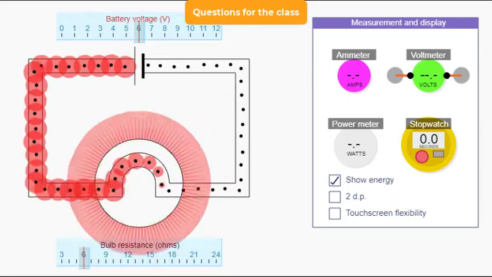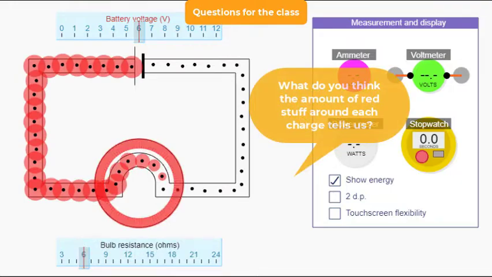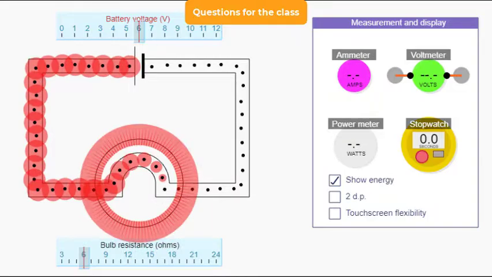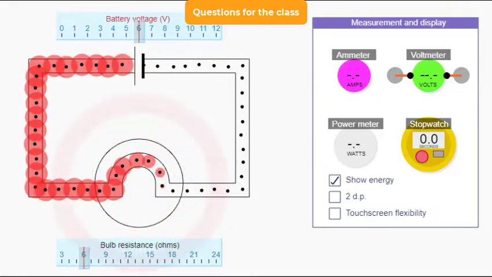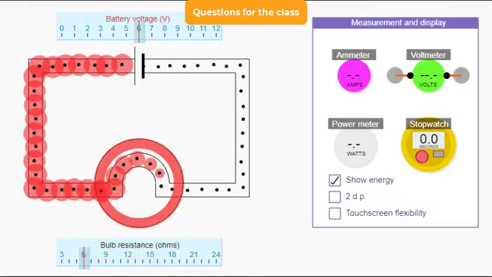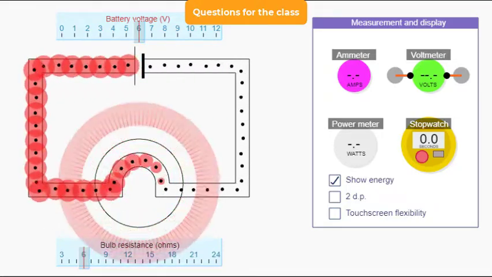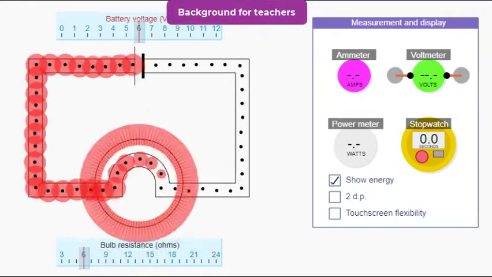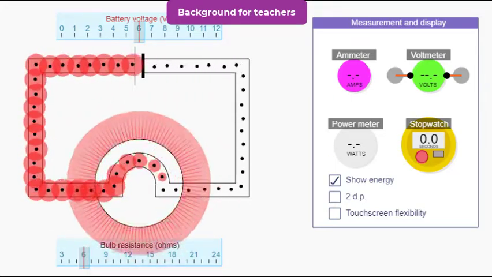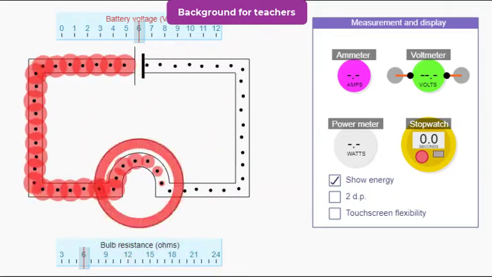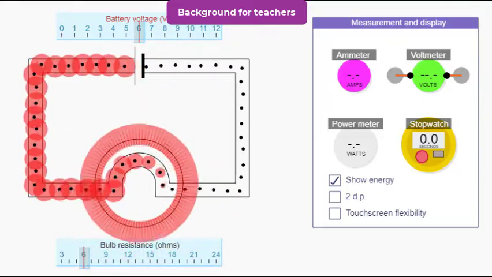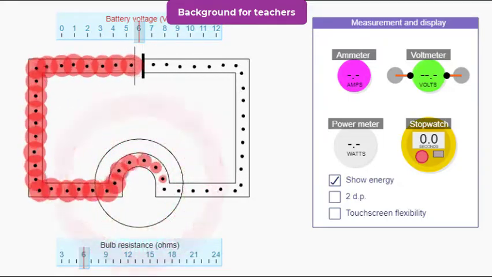If the speed of the charges tells us about the size of the current, what do you think the amount of red stuff around each charge tells us? It begins with V. It's the voltage or potential. The bigger the red circle around each charge, the higher the voltage at that point. Strictly, voltage or potential is a property of a location on the circuit, not a property of the charges themselves. But again, it's sometimes helpful to pretend that charges have a voltage. So you could talk about a 5-volt charge or a 0-volt charge.